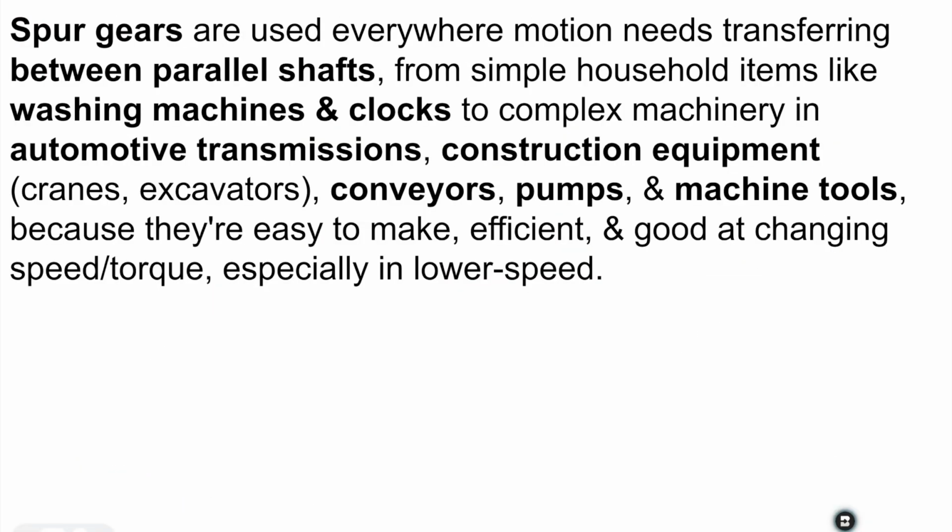Spur gears are used everywhere motion needs to be transferred between parallel shafts, from simple household items like washing machines and clocks to complex machinery like automotive transmissions, construction equipment, cranes, excavators, conveyors, pumps, and machine tools. They're easy to make and they're efficient, and they're good at changing speed and torque, especially at low speed.